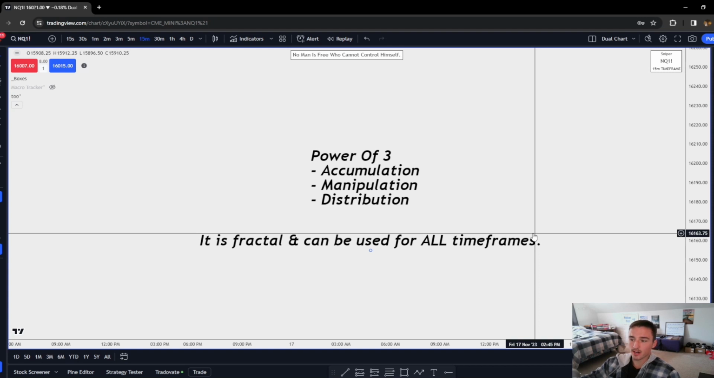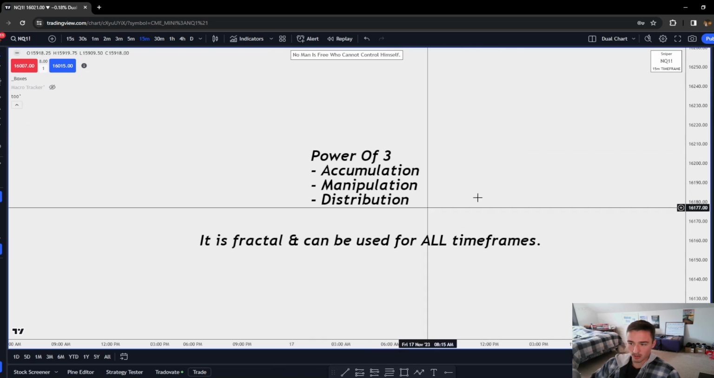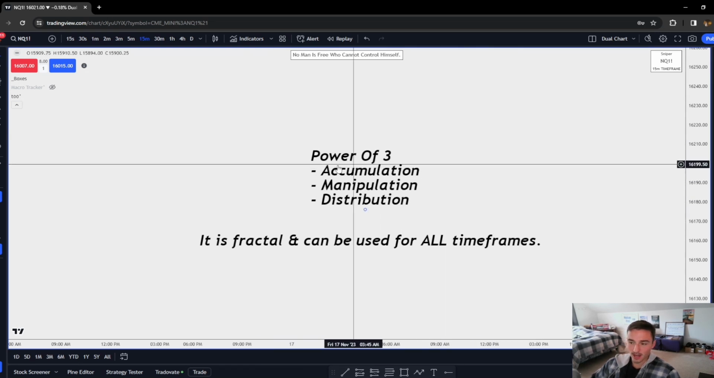But anyways, let's get straight into the video. We are doing Power of 3 today. I did a video on this recently, but I wanted to do it on the lower time frames because that's all I use it on pretty much. And I only did it on the hourly chart for some reason. So we're going to be going over the Power of 3 in detail today.